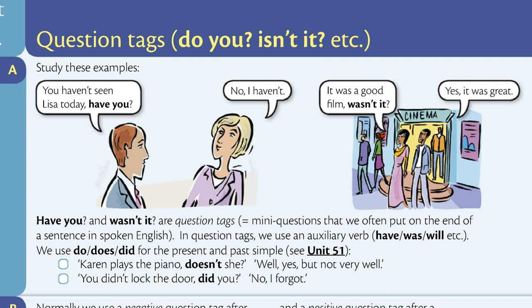Yes, it was great. Have you and wasn't it are question tags, mini questions that we often put on the end of a sentence in spoken English. In question tags, we use an auxiliary verb, have, was, will, etc. We use do, does, did for the present and past simple. See Unit 51. Karen plays the piano, doesn't she?